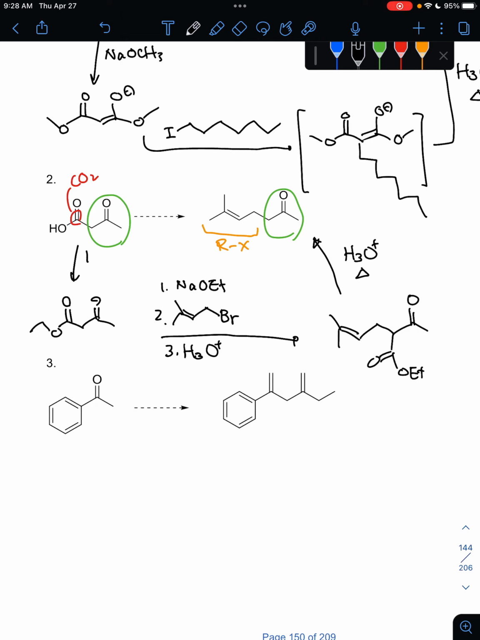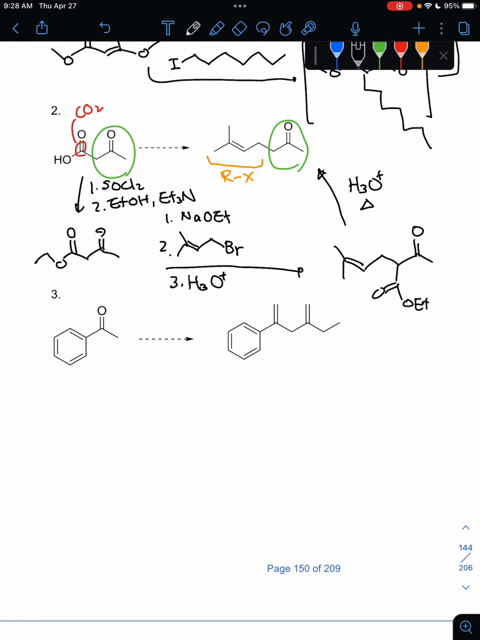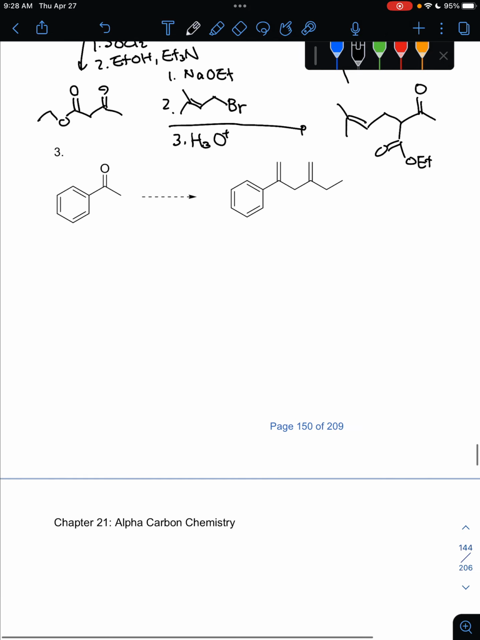So we need to form that ester. One way to do that, we could make the acid chloride, introduce ethanol and some base like maybe triethylamine, which in my mind is healthier than pyridine, so I tend to prefer that whenever I can. That would complete the synthesis. This last one, let's think about this.